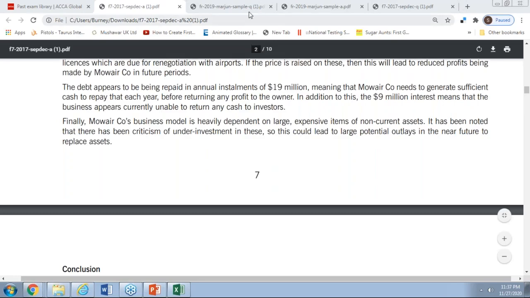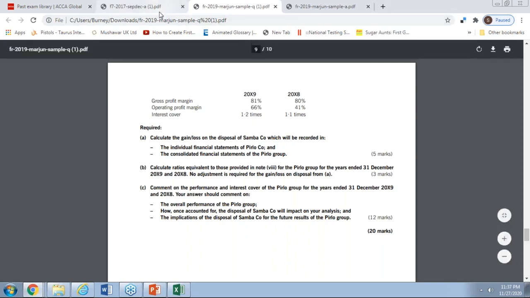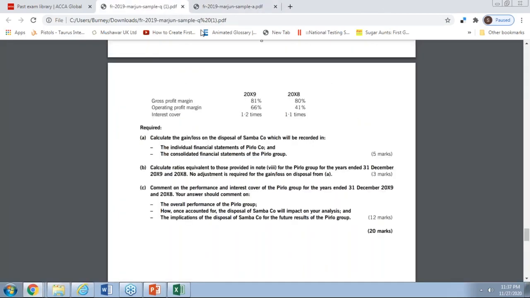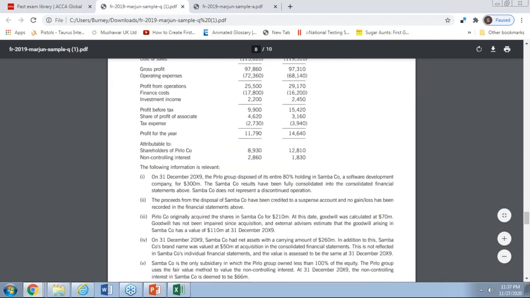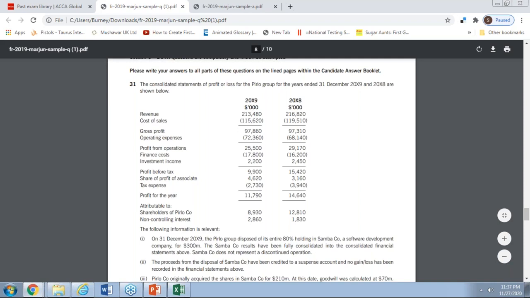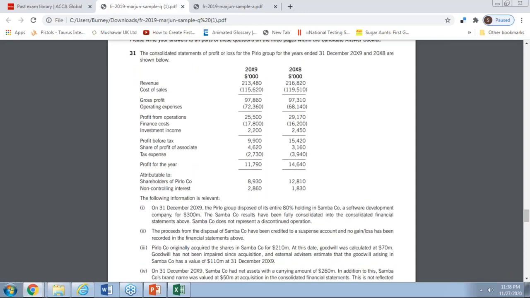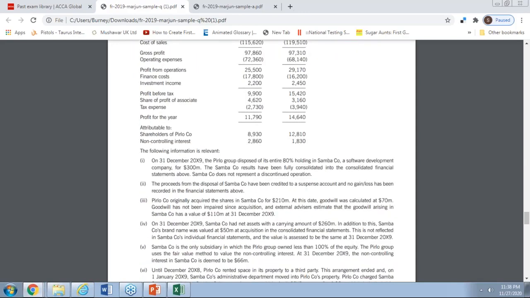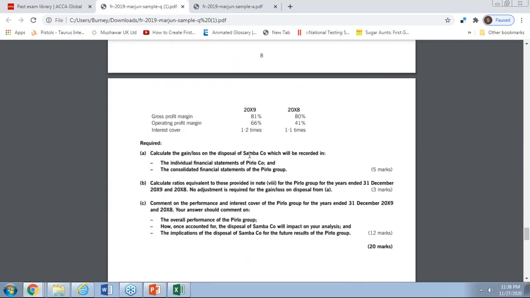Now we are going to solve another question. Here we have a question for you with the name Pirlo Group. This was asked in the March June 19 attempt. It's a question in which you have to calculate the gain on the disposal in the Pirlo Group, and then you have to calculate ratios.